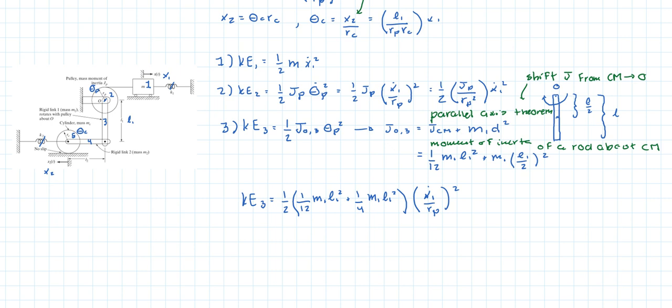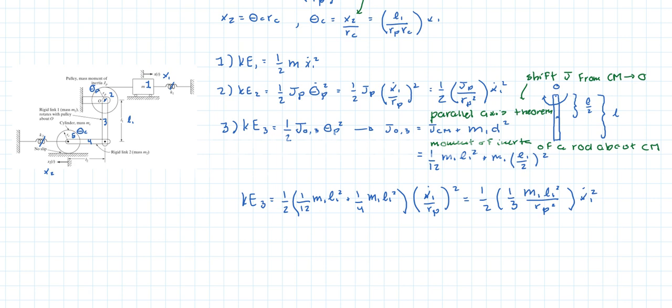Okay, so that's equal to 1/2 times 1/4 plus 1/12, which really is 1/3, m1 L1 squared over rp squared times x dot sub 1 squared. Alright, that was a bit of work.